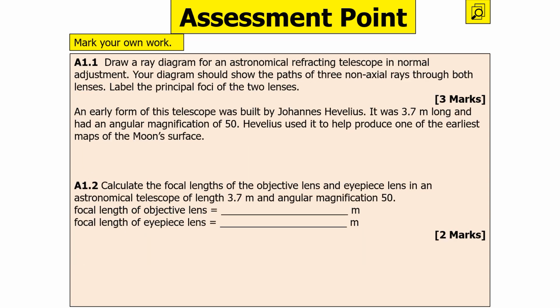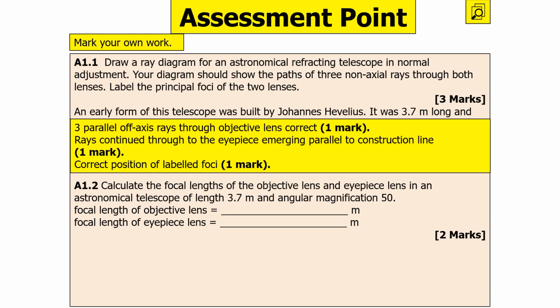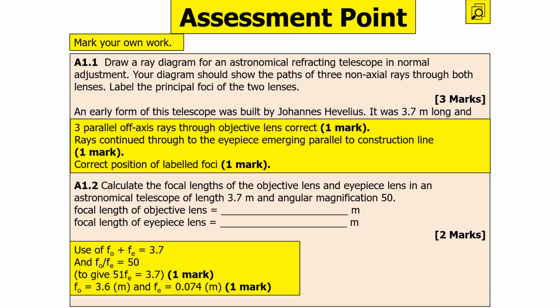Right, in this first one, as the diagram showed in the previous question, 3 parallel off-axis rays go through the objective lens. The rays continue through to the eyepiece, emerging parallel to the construction line, and you label your foci where the two lines have crossed over, the FO and the FE. We know FO plus FE is 3.7, FO over FE is 50, so we can work out FO to be 3.6 meters, similar to the previous question, and FE is 0.074 meters.